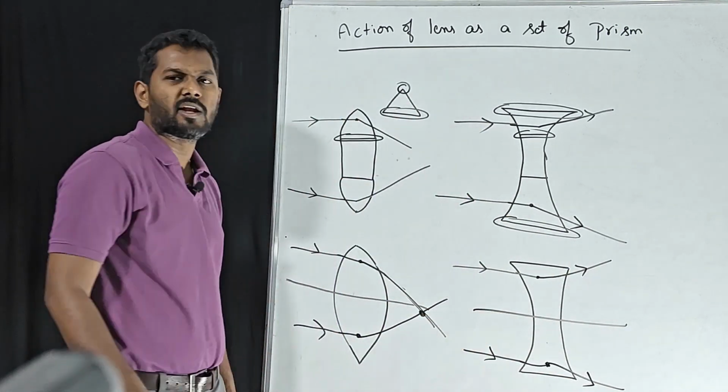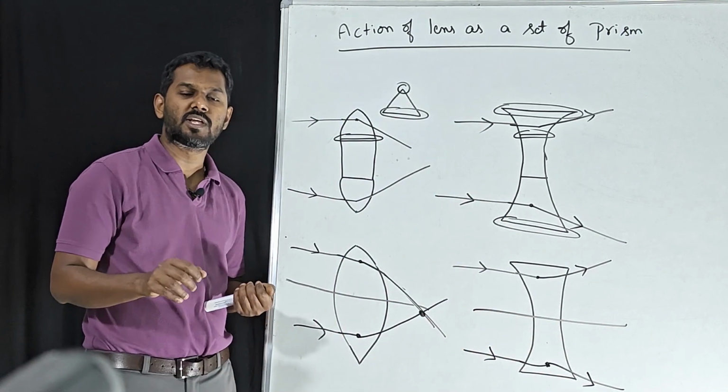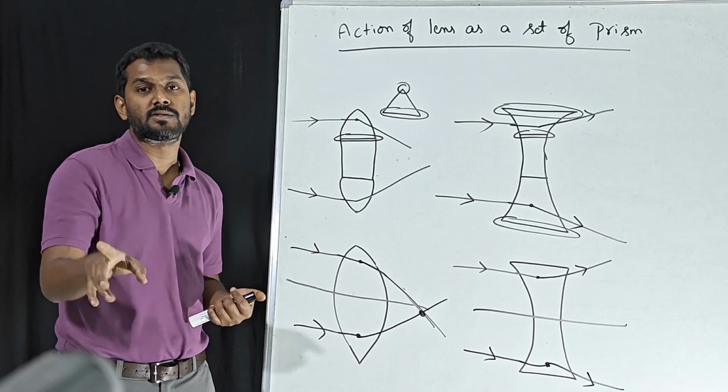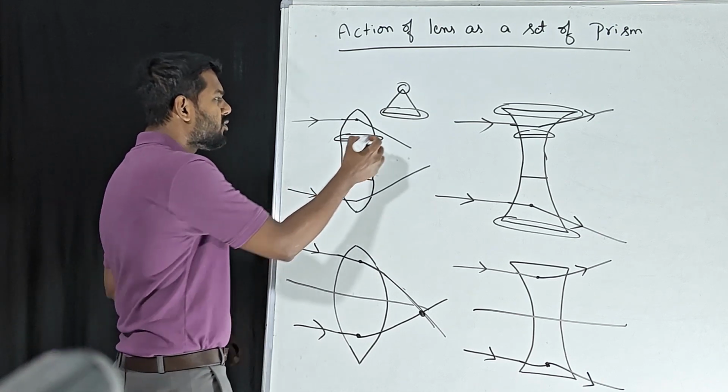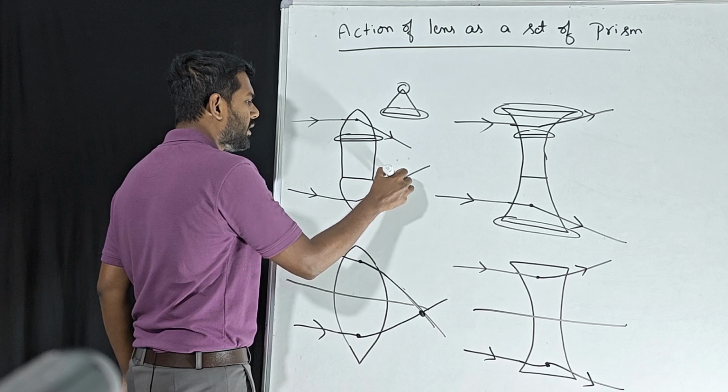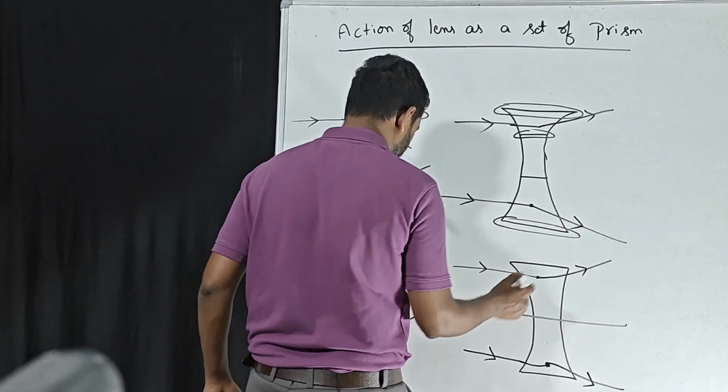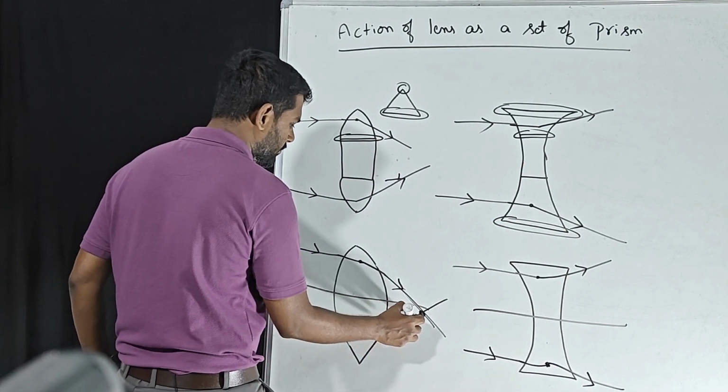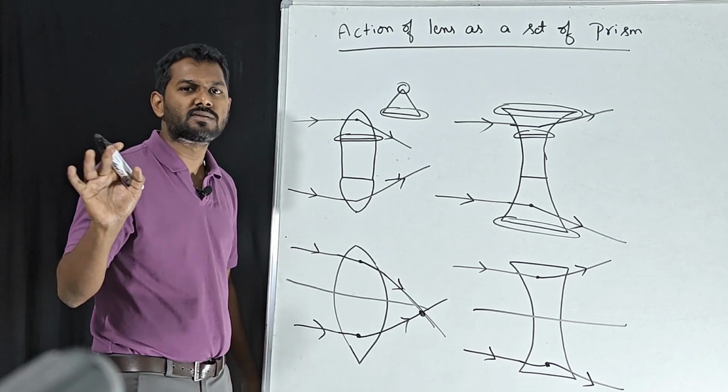So all the ray diagrams, whatever you are going to do in physics, you have to use scale and pencil. Scale and pencil, and arrow marks are very, very important. Arrow marks are very, very important. So focus on the arrow marks also.